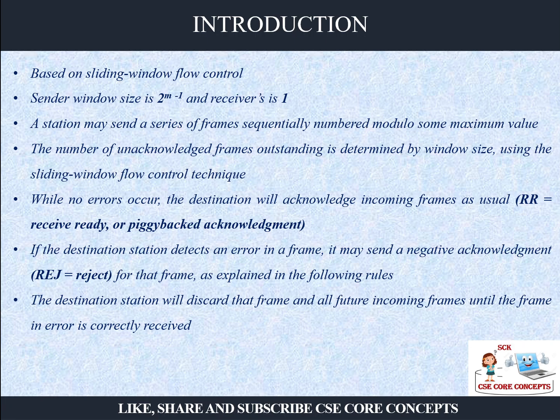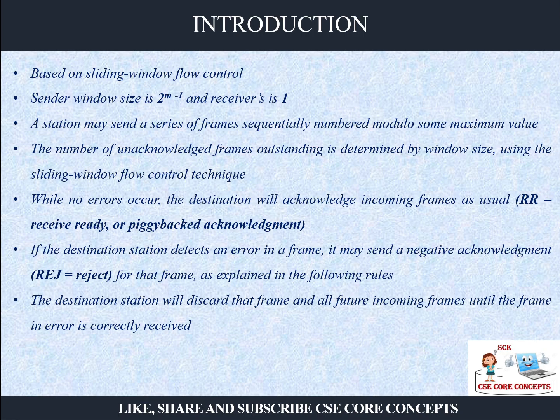Now, in case the destination station detects an error in a frame, that is, it gets a damaged frame, then in that case, it will send a negative acknowledgement that is called REJ. It stands for reject. So, it will send a reject acknowledgement. The destination station will discard all the future incoming frames until the error frame is correctly received.